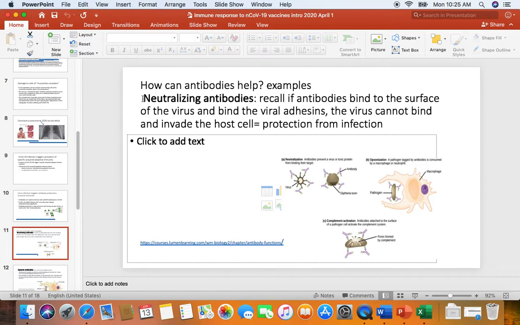And so these antibodies are called neutralizing antibodies. And we know definitely with viruses, if they can't attach to our cells, then they can't invade our cells and thus they can't replicate. So neutralizing antibodies, what a brilliant way to stop viral infection. You stop the first step, right? You block their ability to bind to our cells and therefore they can't replicate.